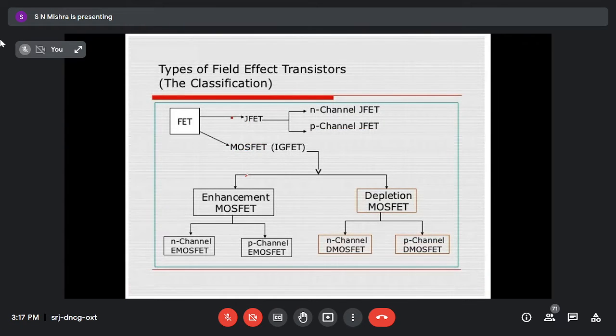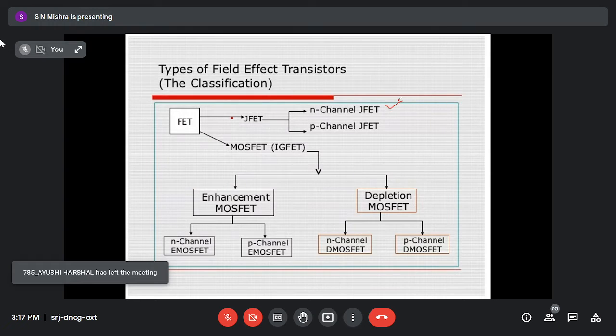Again, the JFETs are like NPN and PNP transistors. Here also, JFETs are classified into two categories: N-channel JFET and P-channel JFET. Similarly, enhancement type MOSFET is N-channel enhancement type MOSFET or P-channel enhancement type MOSFET. Similarly, depletion MOSFET is N-channel depletion type MOSFET or P-channel depletion type MOSFET. So basically, like BJT, JFETs are also classified into N-channel JFET, P-channel JFET, and MOSFET depletion type, again N-channel, P-channel, and enhancement also N-channel, P-channel.